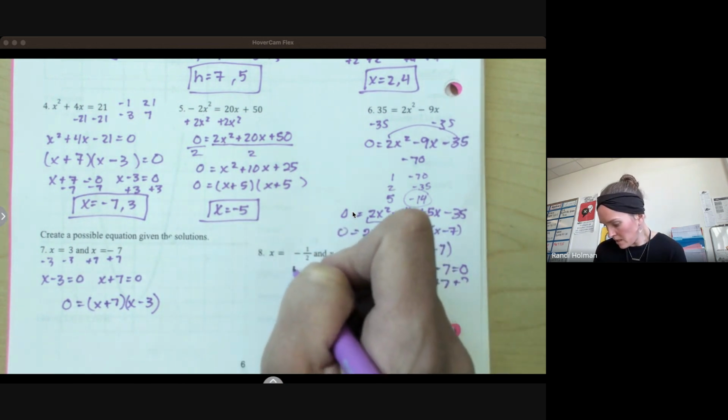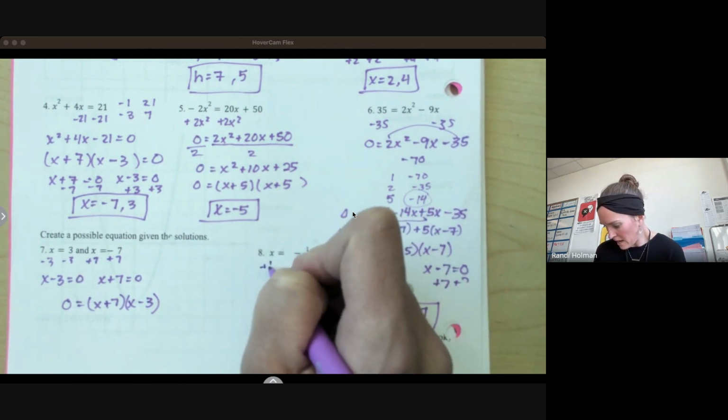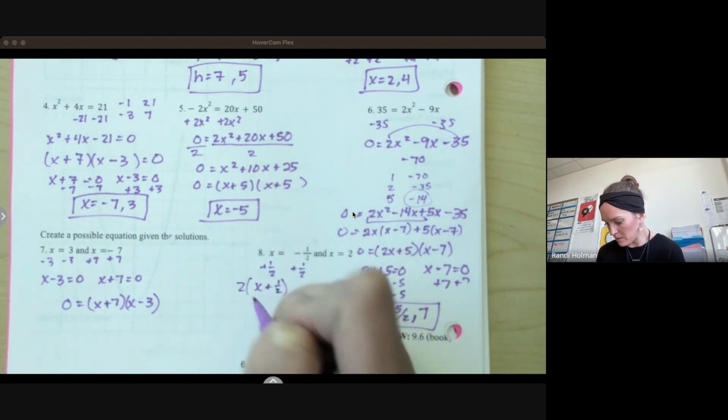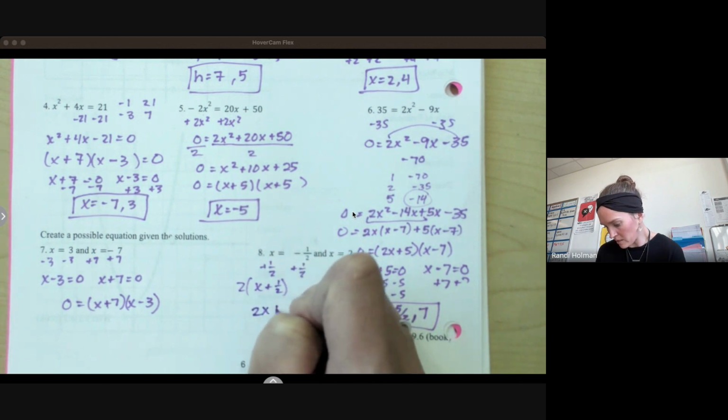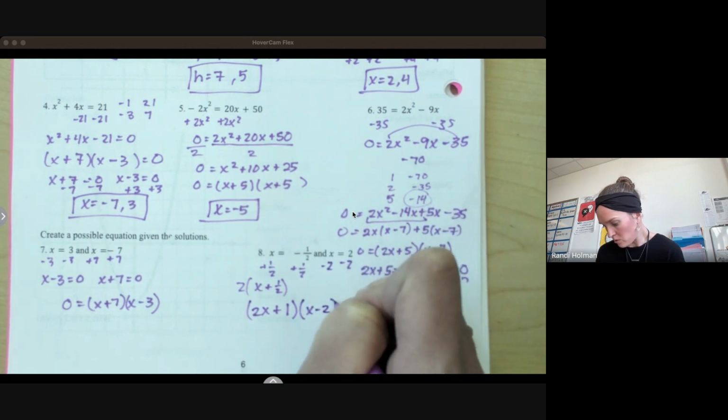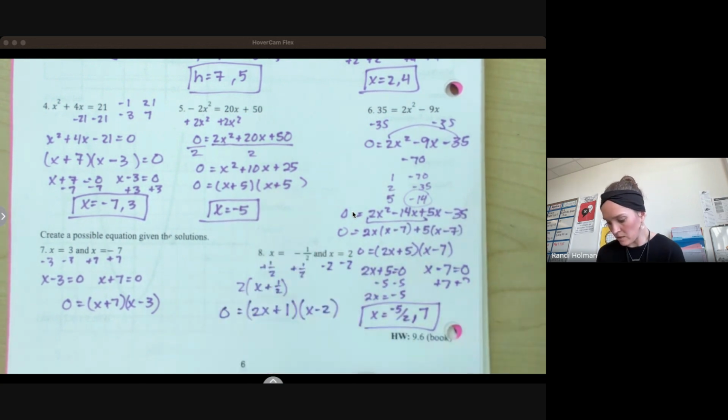Okay, same thing here. I could add a half, add a half. I could say x plus a half, but that's not super nice. So let's just multiply it by 2. And I get 2x plus 1 as a factor. And here, x minus 2 will give me that 0 and just set it equal to 0. So just using that zero product property in reverse.